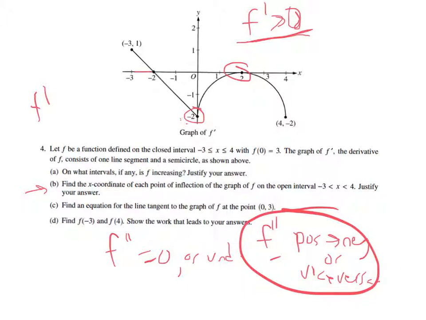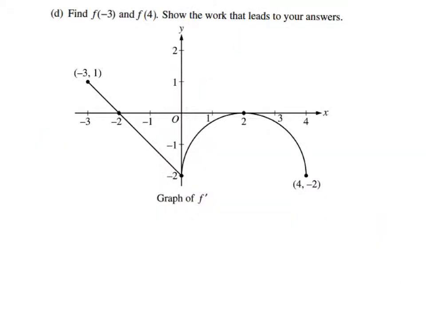So part D gave people by far the most trouble, probably out of any question on this exam. Part D was asking you to find f of -3 and f of 4, given this graph and given one other fact: f of 0 equaled 3. Now we're looking at f prime.